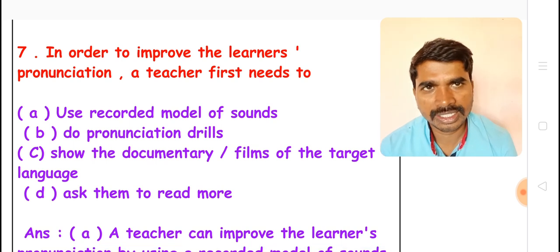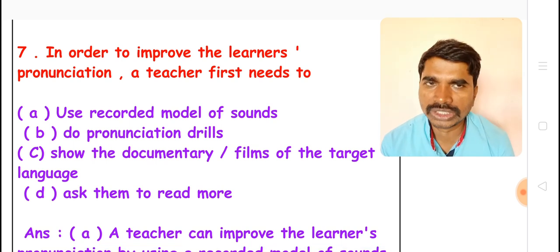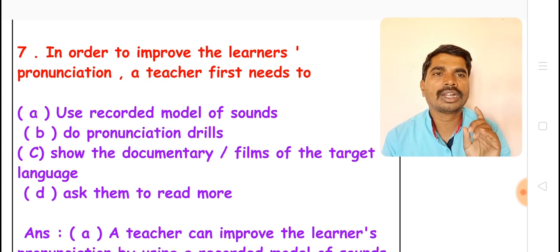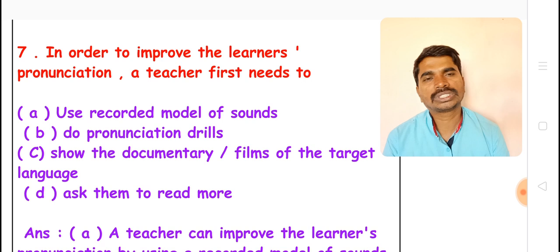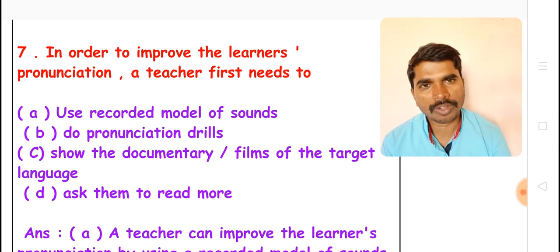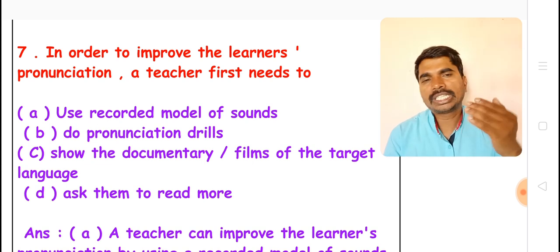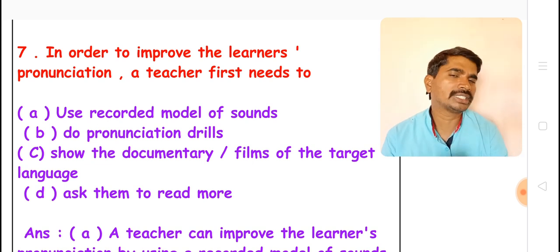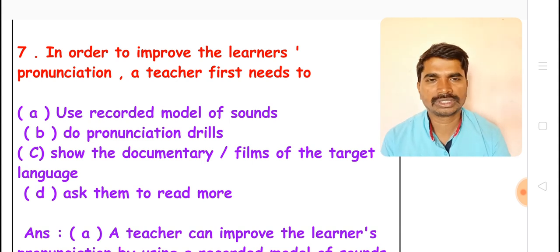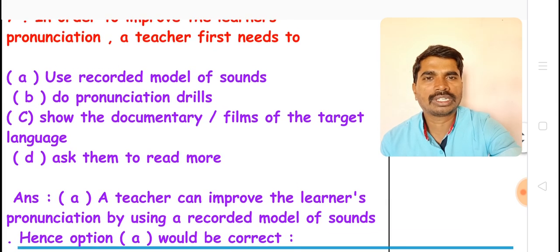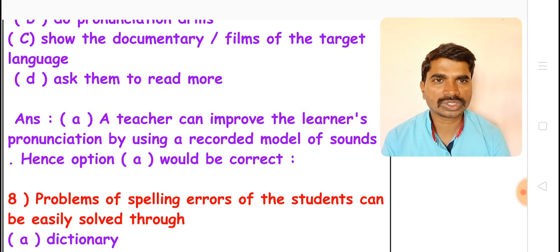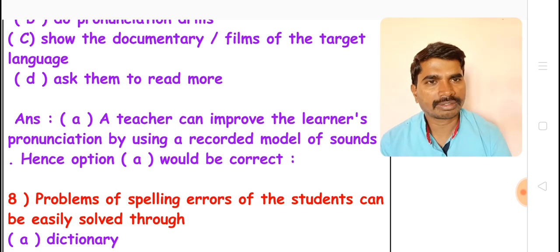Next question. In order to improve the learner's pronunciation, the teacher first needs to use recorded models of sounds, do pronunciation drills, show documentaries or films of the target language, or ask them to read. In the given options, option number 1 is the right answer. Use recorded models of sounds. A teacher can improve the learner's pronunciation by using recorded models of sounds. So option A is the right answer.